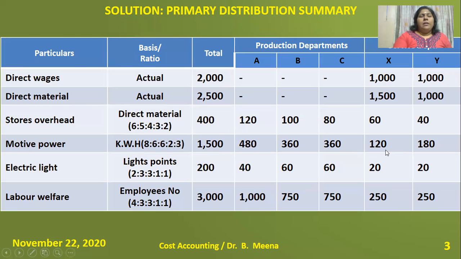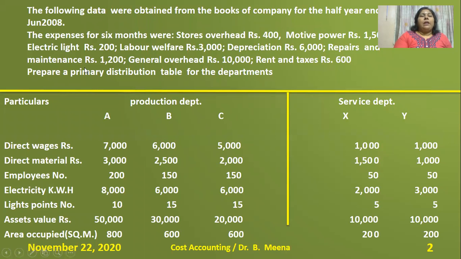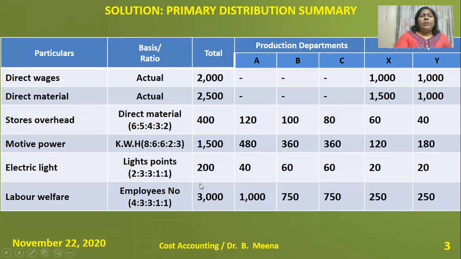Then I'll move on to the next item, electric light. 200 light points are there. So I'll pick up the ratio 2 is to 3 is to 3 is to 1 is to 1. So electric light, I have written here, basis light points. So what are the amounts?